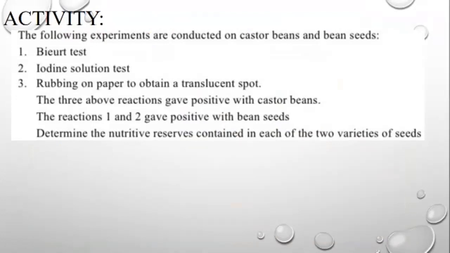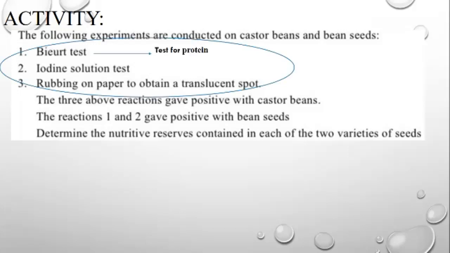Here, the following experiments are conducted on castor beans and bean seeds: Biuret test, iodine solution test, and rubbing on paper to obtain a translucent spot test. As you all know, Biuret test tests protein, iodine solution test tests starch, and the rubbing on paper to have a translucent spot tests lipids. The 3 above reactions gave positive with castor beans. The reactions 1 and 2 gave positive with bean seeds.